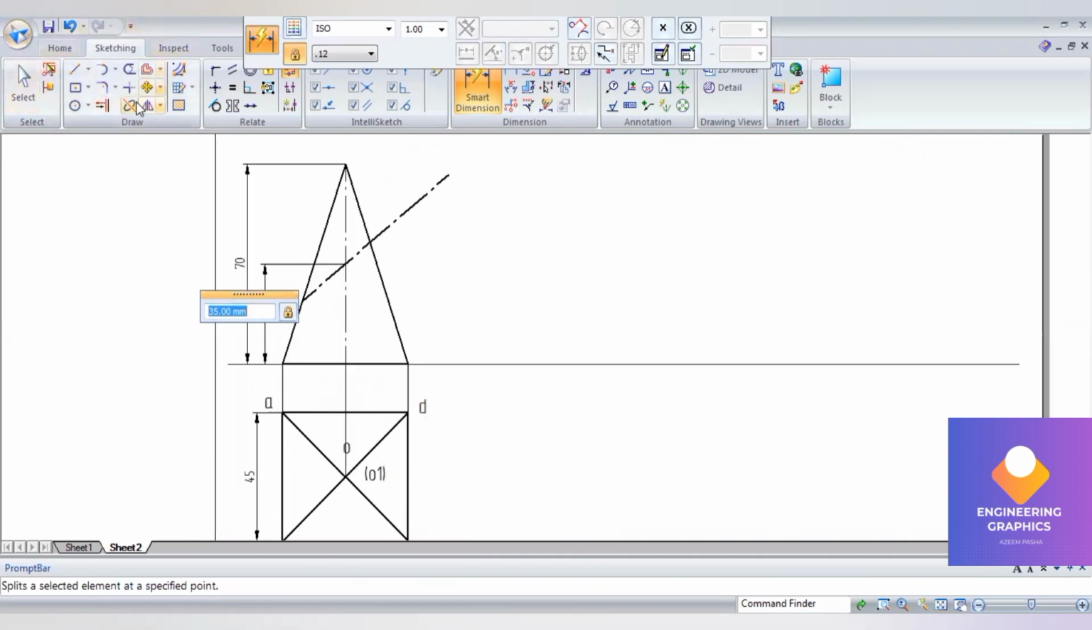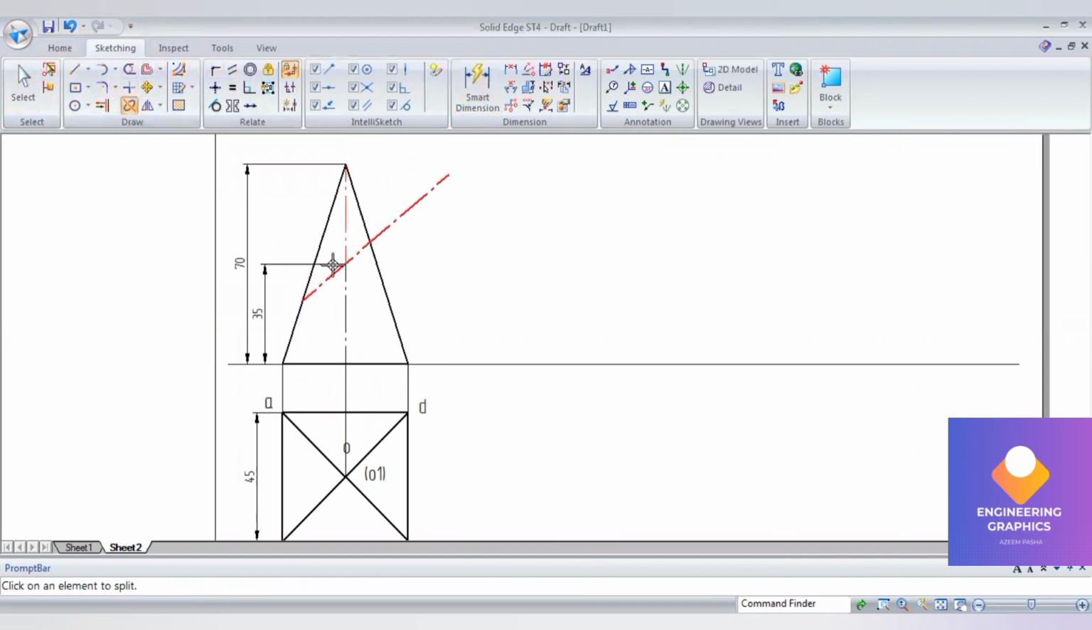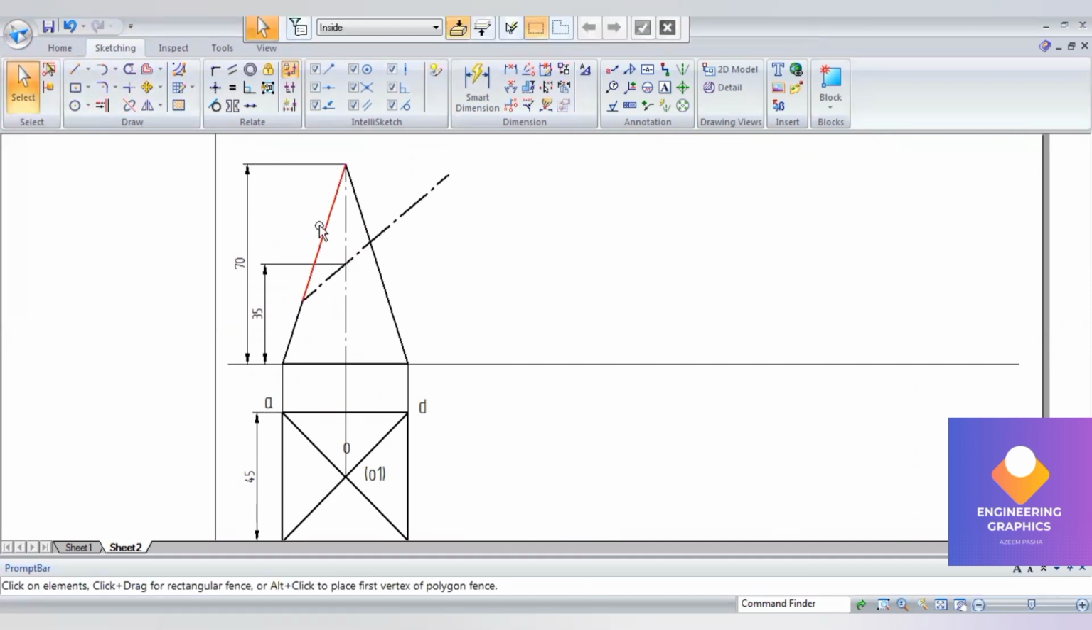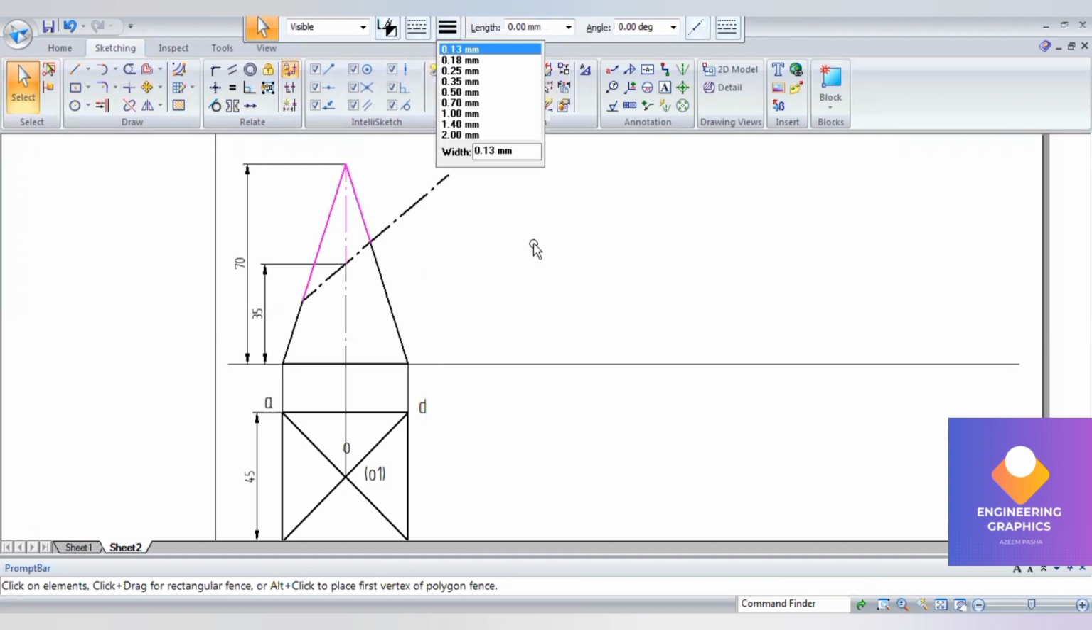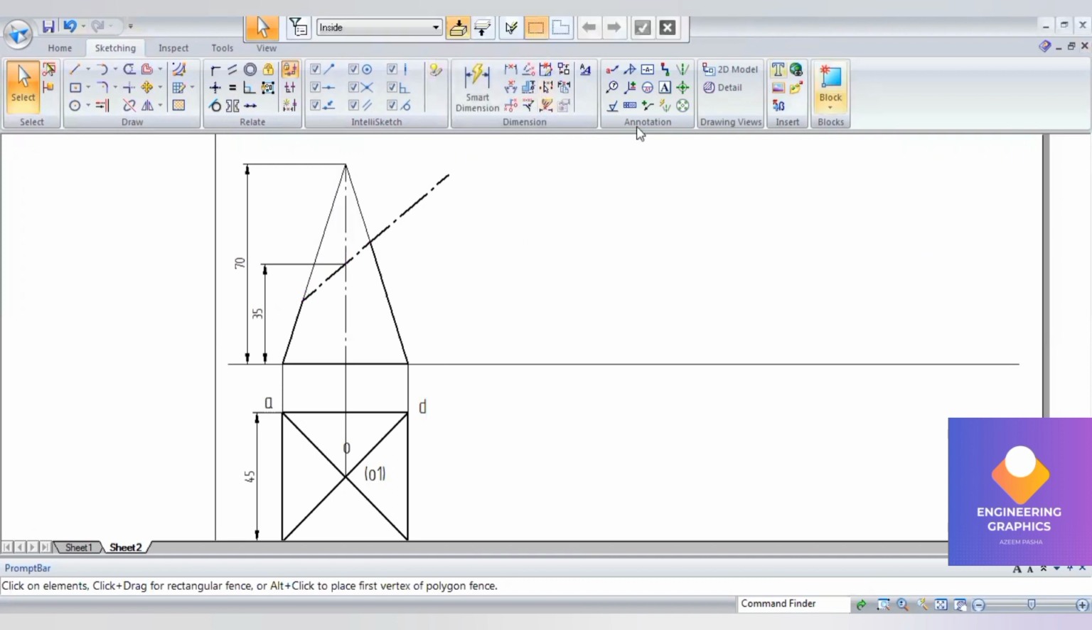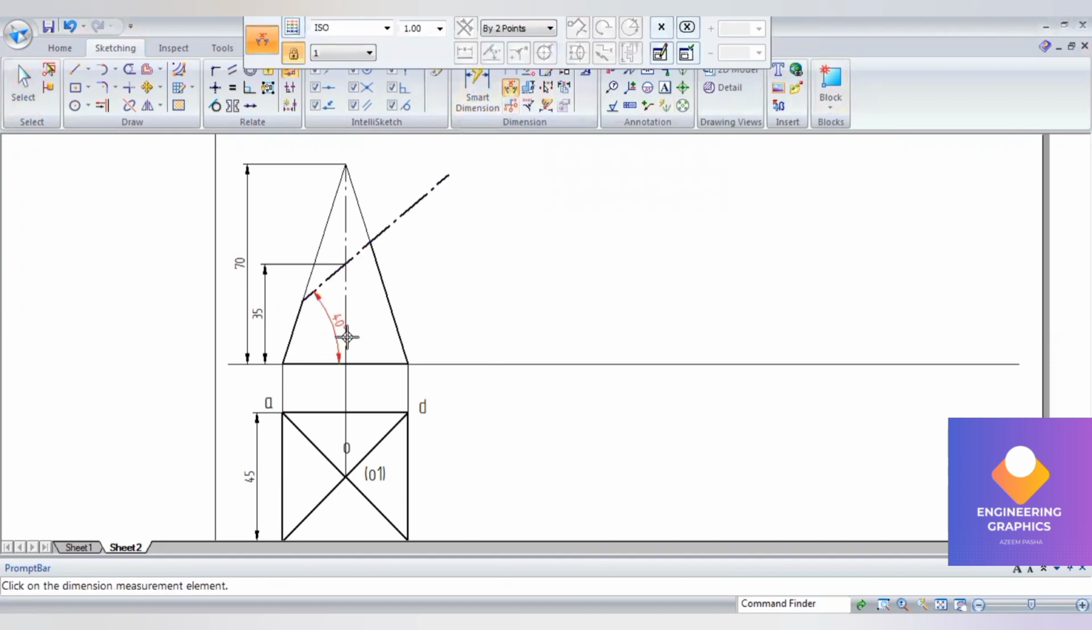Okay, you can split that upper portion now. Okay, the angle also we can show, that is 40 degree.